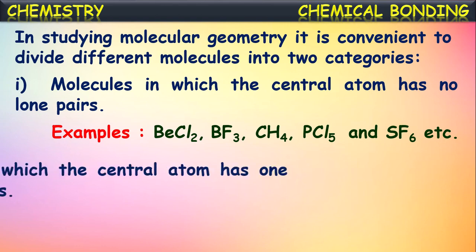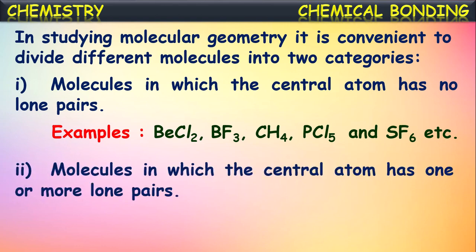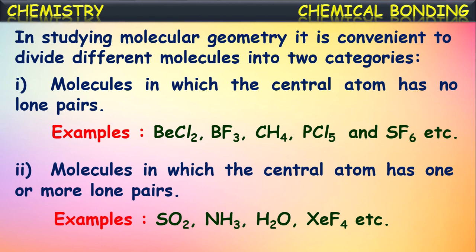And the other kind is molecules in which the central atom has one or more lone pairs of electrons along with bond pairs. For example, SO2, the sulfur dioxide molecule. In this, the central atom is sulfur. It has two bond pairs of electrons and one lone pair of electrons also, isn't it? So the central atom in the sulfur dioxide molecule has bond pairs of electrons and lone pairs of electrons also.